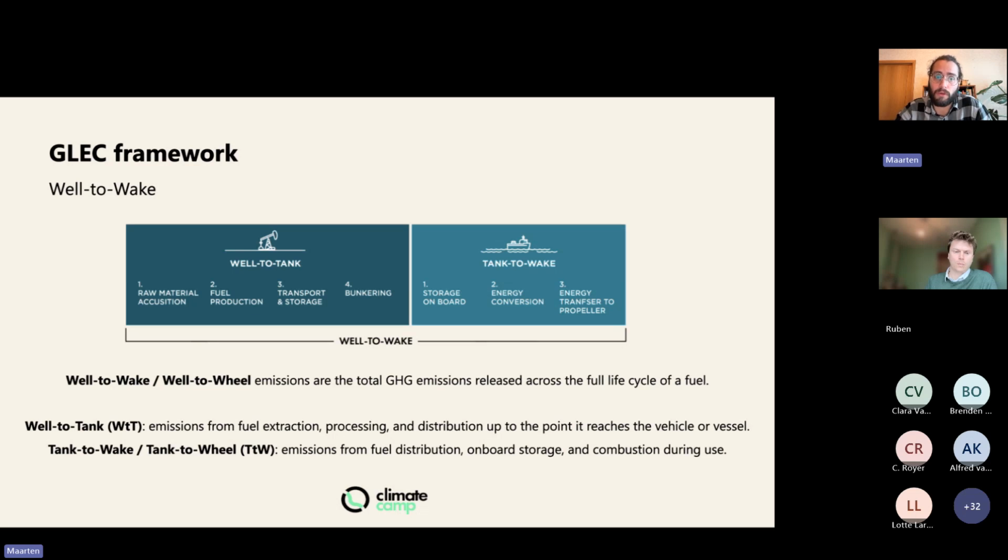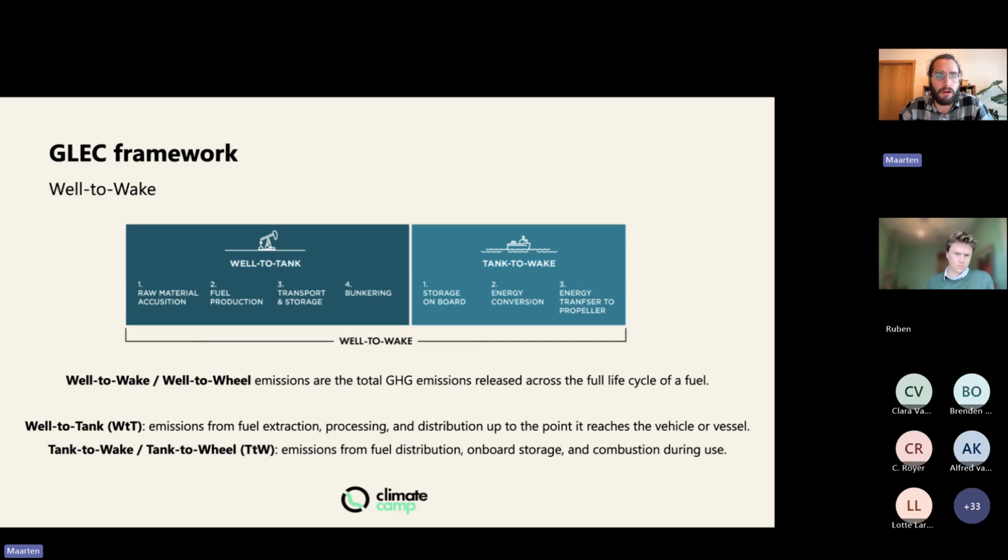As you can see here, well-to-wheel is divided into two main sections, being well-to-tank, which means the fuel is being extracted, it's being produced, and then stored and transported to a certain place where it can be distributed, let's say a gas station, for example. This is well-to-tank. And then the second part is tank-to-wake. Now, tank-to-wake is from the moment you pump your fuel at a certain location, you store it on board your vehicle, you convert the energy, and then you burn it in a combustion engine or you use it to power a propeller. Why is this important? Because it takes into account the entire life cycle of fuel consumption, which is very important for calculating transportation emissions.